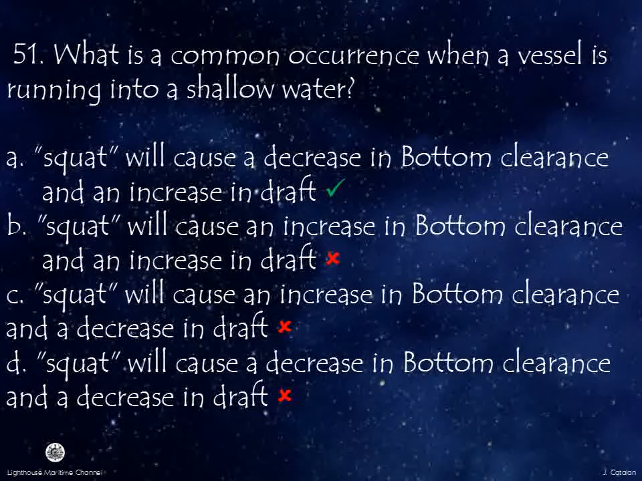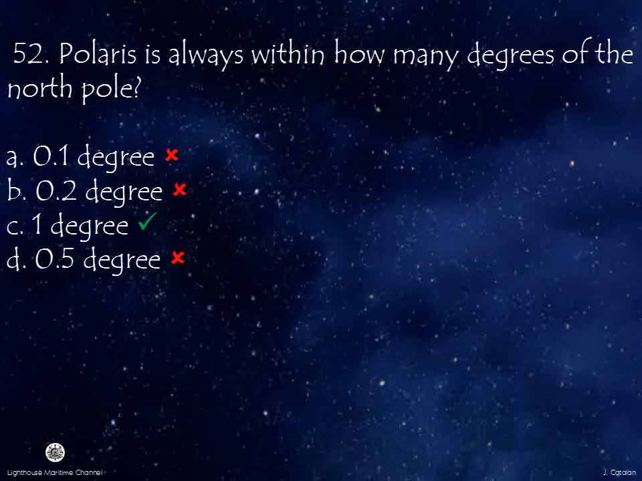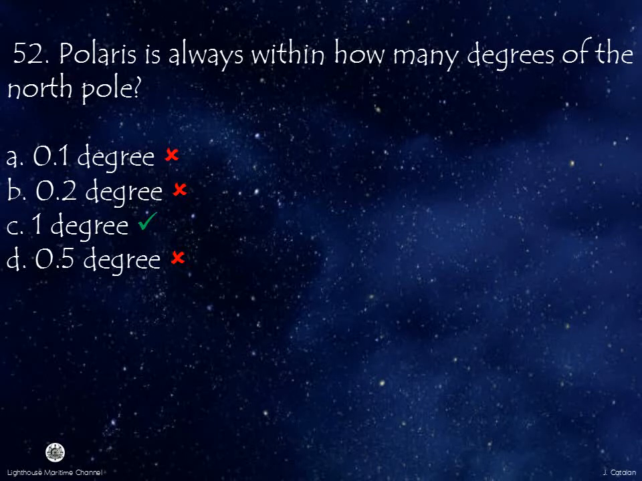Number 51. What is a common occurrence when a vessel is running into a shallow water? Answer: squat will cause a decrease in bottom clearance and an increase in draft. Number 52. Polaris is always within how many degrees of the North Pole? Answer: 1 degree.